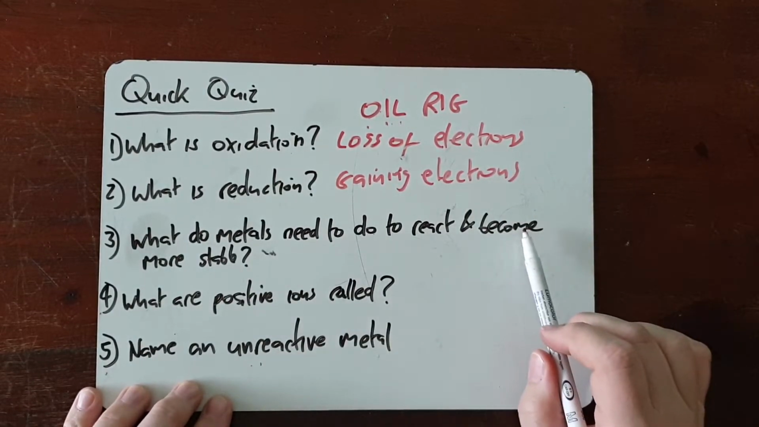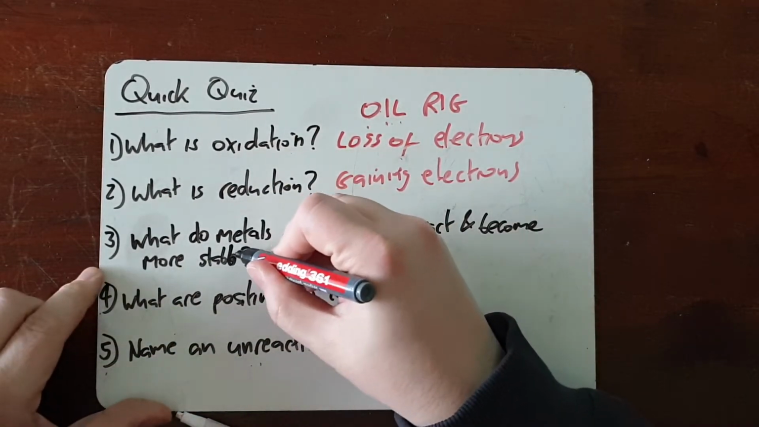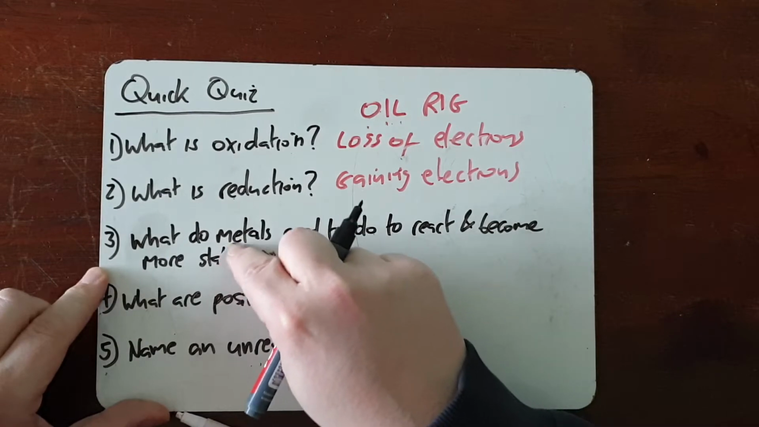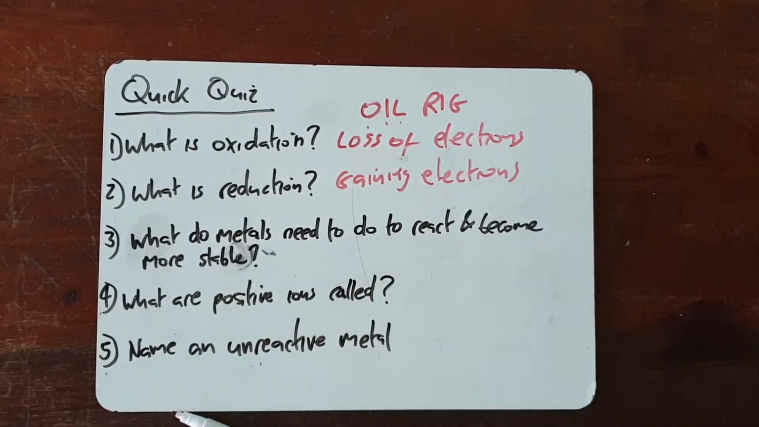What do metals need to do to react and become more... That doesn't say stab. Sorry, I was supposed to say stable. So how can metals become more stable?